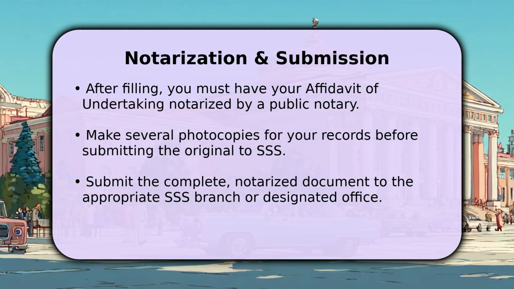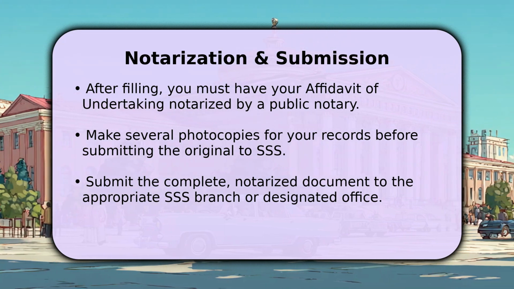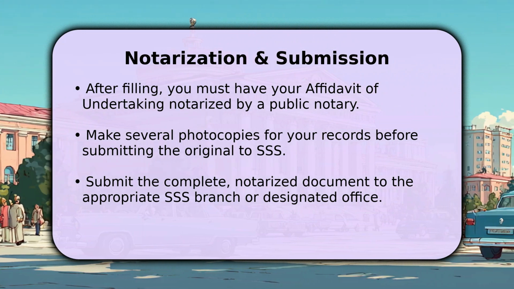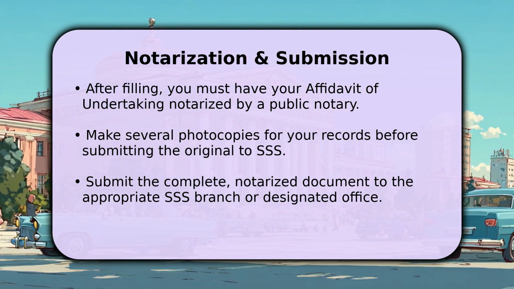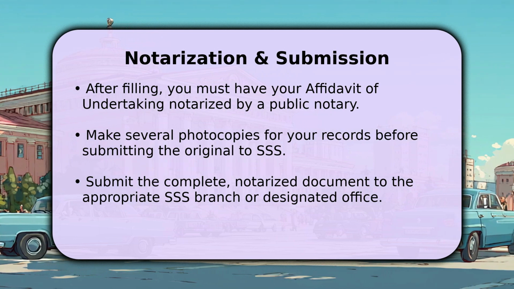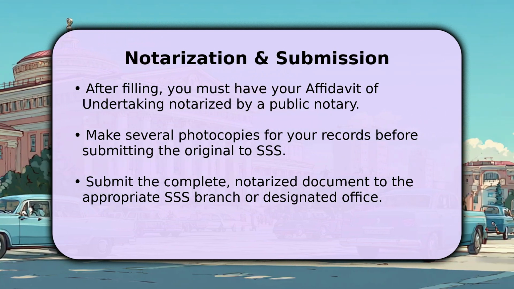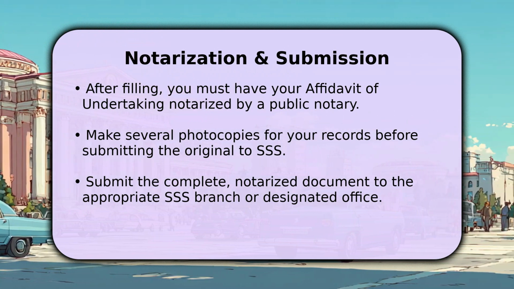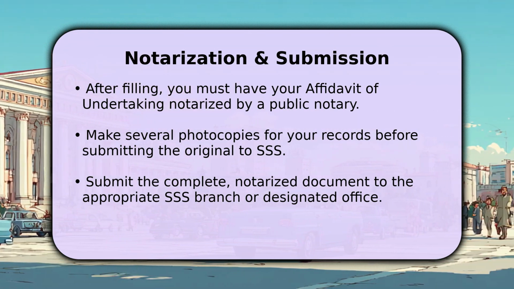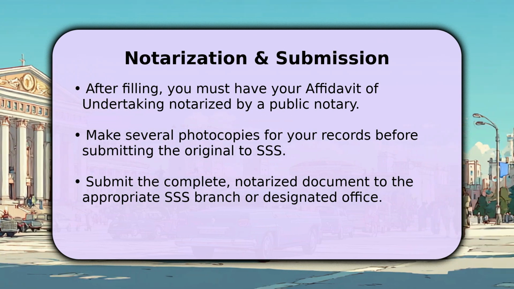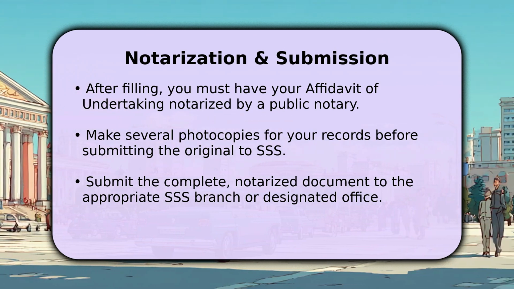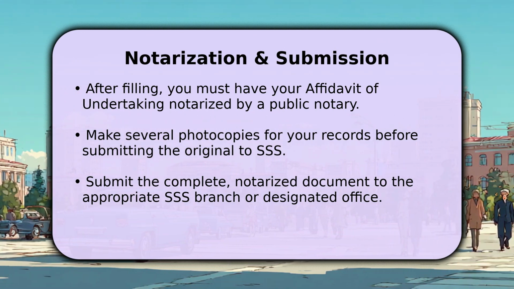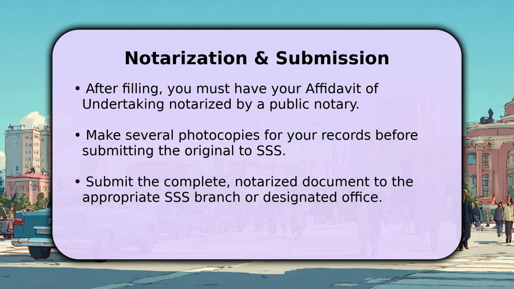Once you've meticulously filled out every section, the next crucial step is notarization. You must take your completed affidavit of undertaking to a public notary for their official seal and signature. This process authenticates your document. Before submitting, remember to make a few photocopies for your personal records. Finally, hand in your original, notarized affidavit to the designated SSS branch or office. You've successfully completed the process, ensuring your SSS records are in order.